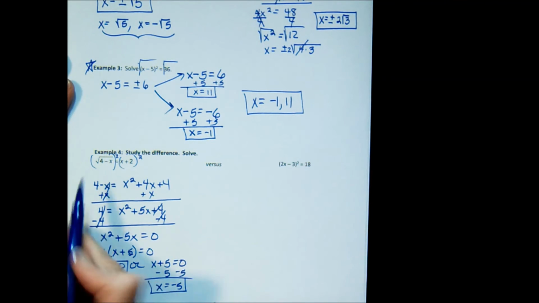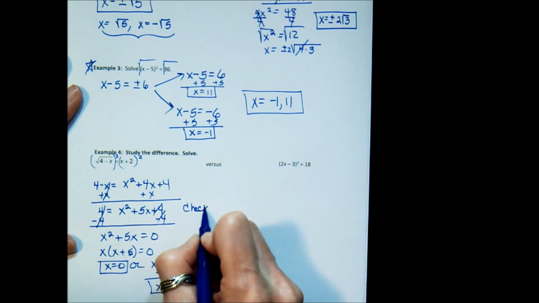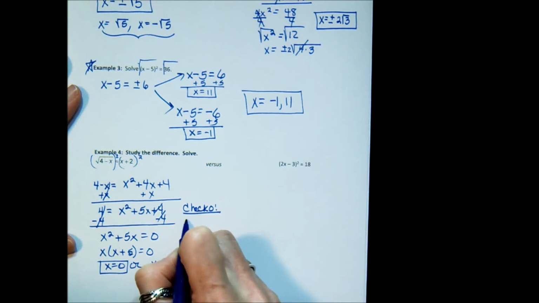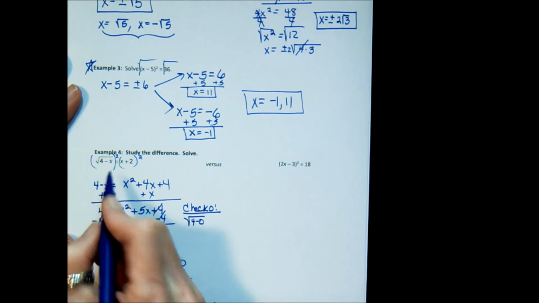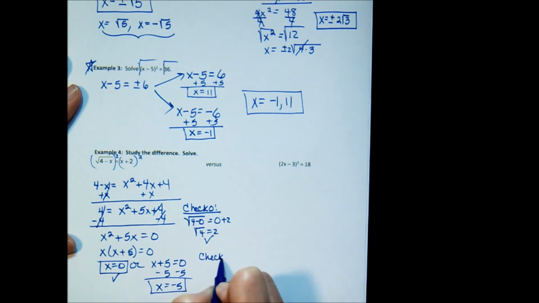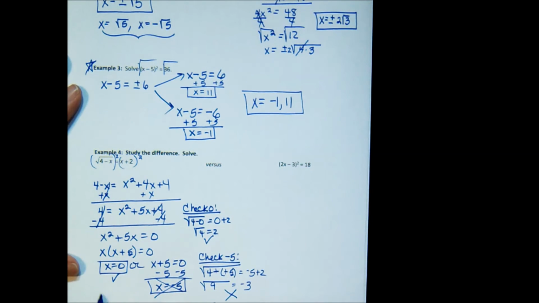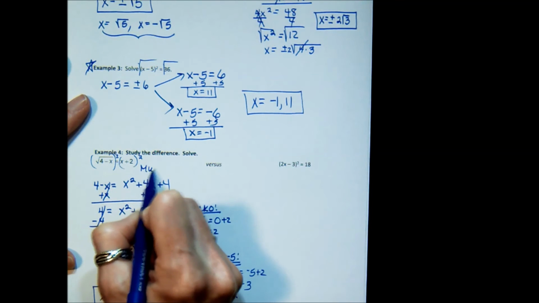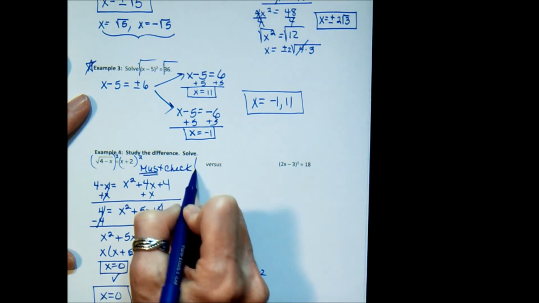Now, because I squared, I have to check both my solutions. So I'm going to check 0 in the original equation. Square root of 4 minus 0, I'm putting the 0 in for the x's, equals 0 plus 2. Is the square root of 4 equal to 2? It is, so that checks. Now we have to check negative 5. Being careful with signs. Square root of 4 minus negative 5, is that equal to negative 5 plus 2? Is the principal root of 9 equal to negative 3? No, it's not. So I discard that solution, and the only solution that works is x equals 0. So on this one, you must check. It's required, because by squaring, you can introduce extraneous roots.